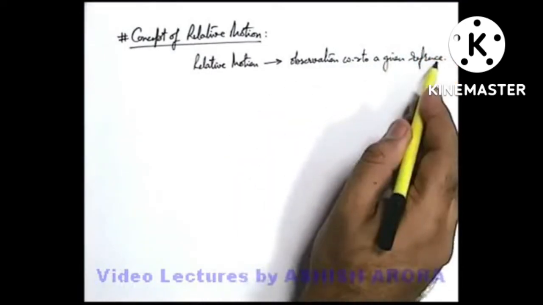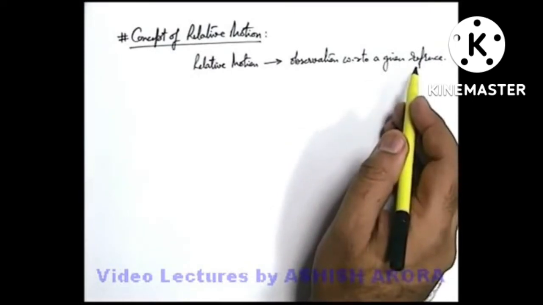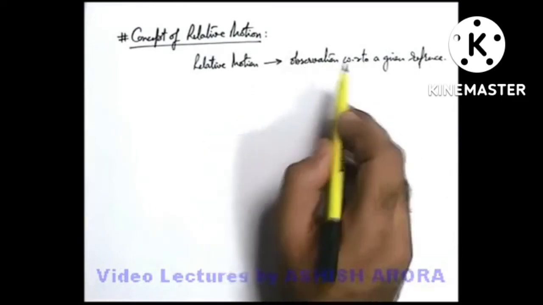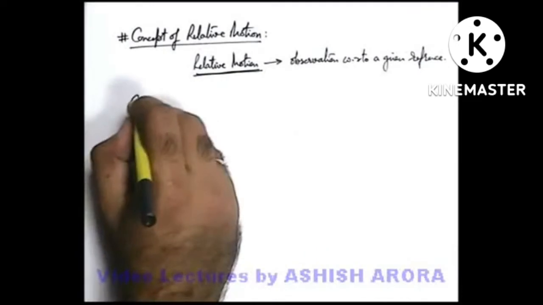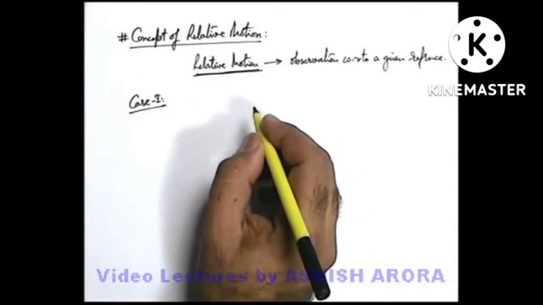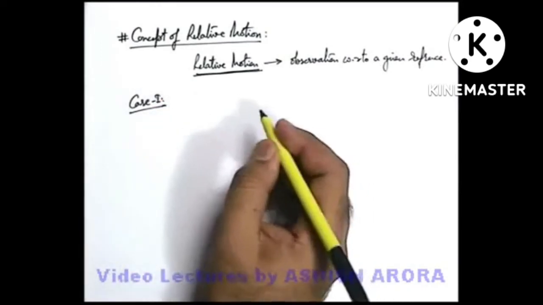When we talk about a reference, we have already studied that a reference frame may be considered to be at rest or may be considered to be in motion. So when a motion of a body is observed with respect to another body or another observer, that motion we simply call relative motion. So we discuss two cases of relative motion. Here we are mainly studying the rectilinear motion, or motion in one dimension. So we consider our cases of rectilinear motion only.